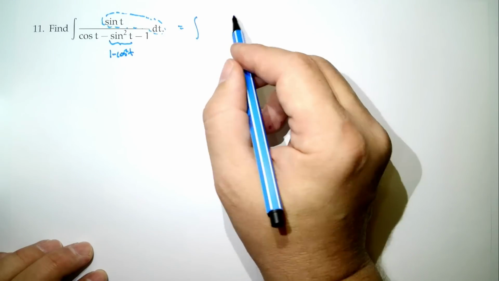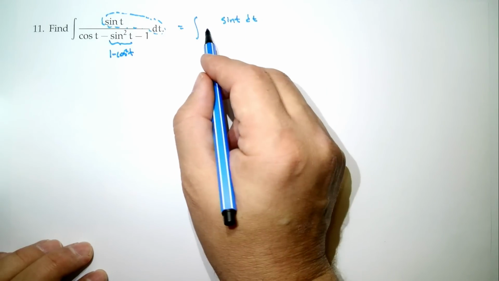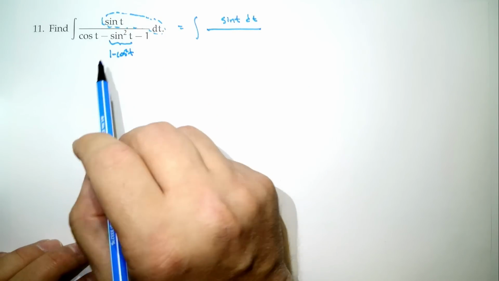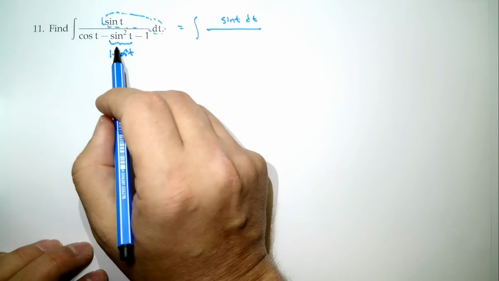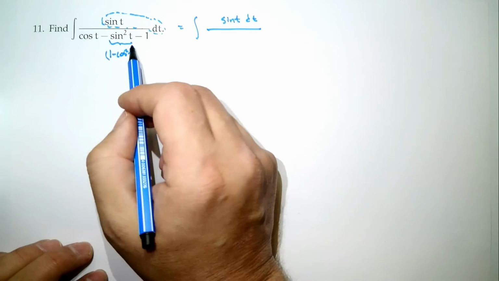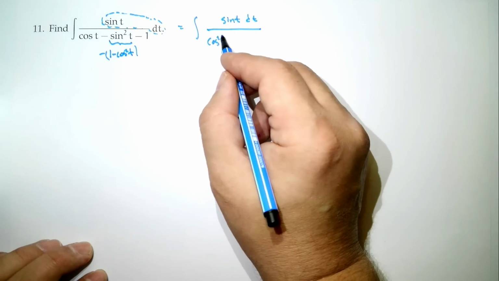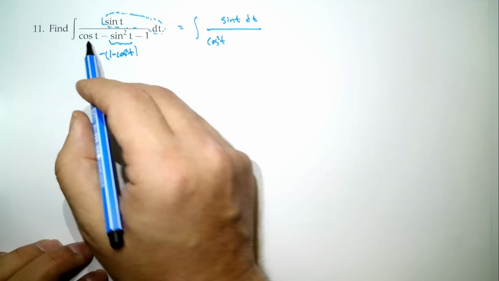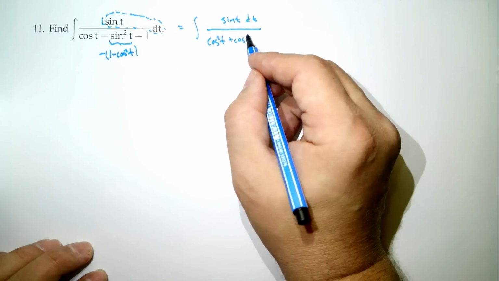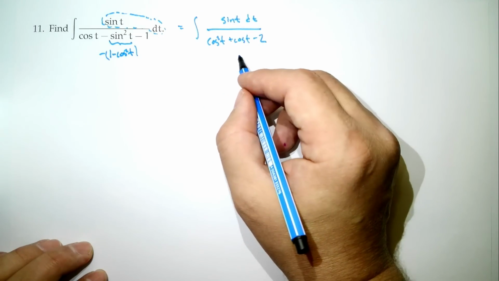So we could, before we make any substitution, rewrite this. We have a sine t. I'll put the dt on top. And then downstairs, okay, let's be careful here. If we replace the sine squared by 1 minus cosine squared, the minus comes through. So this would be minus minus makes a plus cosine squared. And then we have a plus cosine t. Then a minus 1 makes a minus 2.